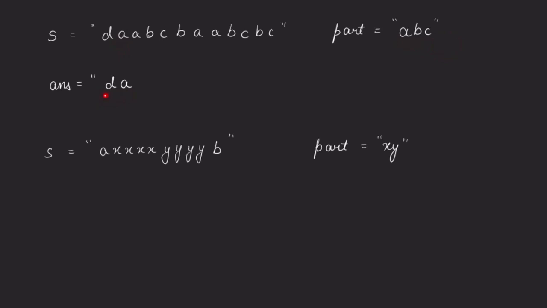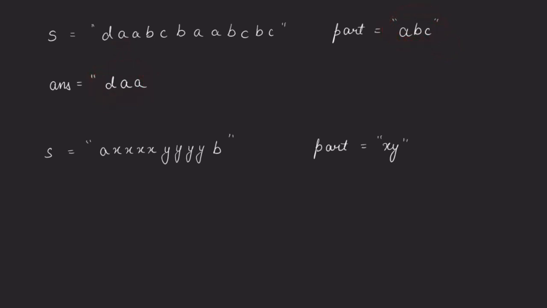Again, here the length is 2, here the length is 3. So no point of matching. Then we will append the next character. So we will append A over here. Now this length is 3 and this length is 3. So they can be compared. It might be possible that these three characters are A, B and C, right? So you will take these three characters and compare them with this string. Are these equal? No.